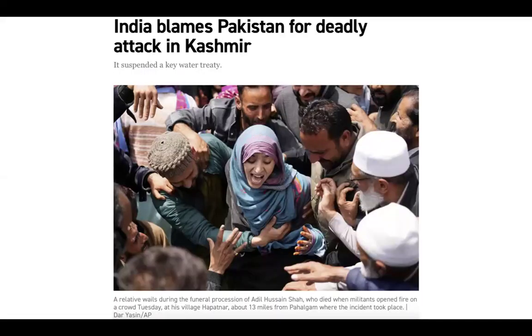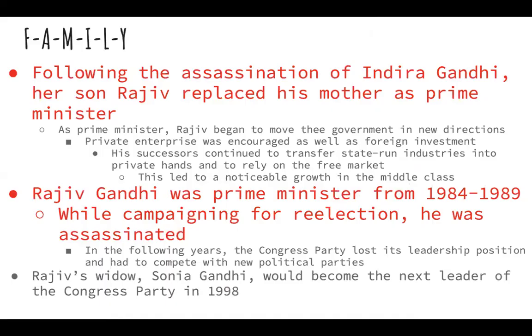And this is a recent thing that happened in the news, I think a couple weeks ago, where there was an attack in India, in Kashmir, and the Indian government blames Pakistan, and they were trying to figure out a water treaty between the two countries. So it's still relevant to today.